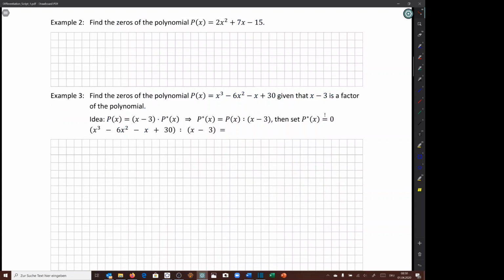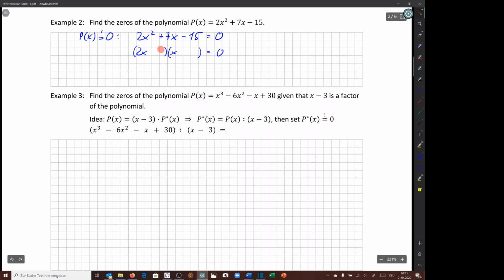Solve example 2 on your own, stop the film, and here comes the result. We have to set the expression equal to 0. Factorizing this, we use again two brackets, and we know that due to the 2x squared, it has to be 2x and x here, always assuming that there are some rational solutions, otherwise this will not work and we have to use the midnight formula.